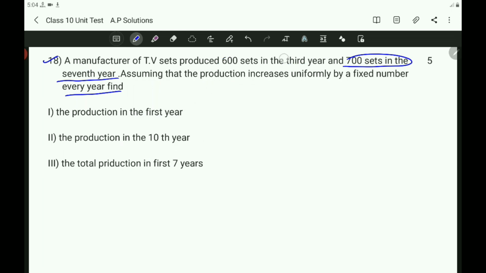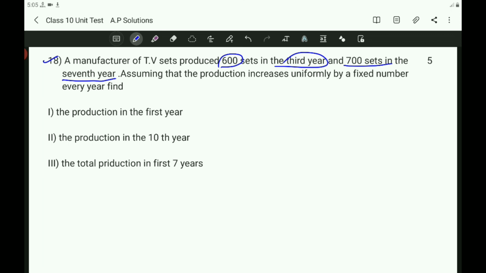Now, here what is given, note down. What is given here? Third year production is given, that is 600. It means A3 is given. And 7th year production is given, that is 700. That is the 7th term.